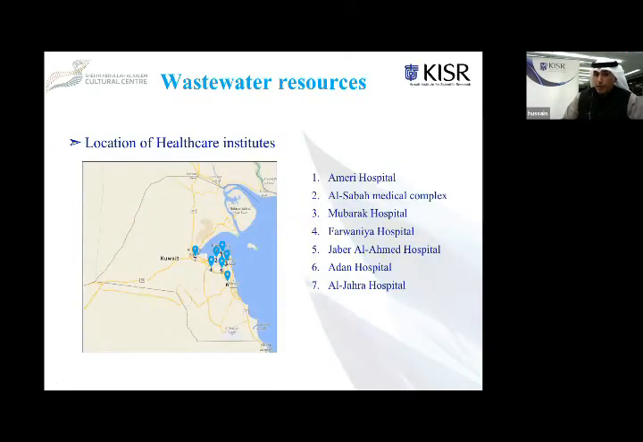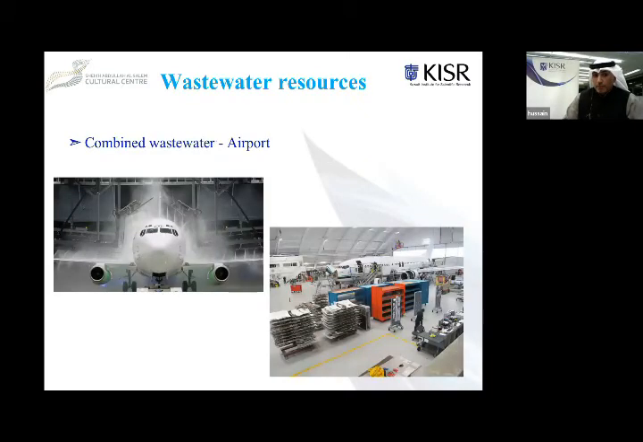In general, regarding the location of the healthcare institutes, I'm counting here all the governmental institutes, including Amiri Hospital, Al Sabah Medical Complex, Mubarak Hospital, Farwaniya Hospital, Jabir Al Ahmed Hospital, Adan Hospital, and Al Jahra Hospital. As you see, they are constructed within the residential areas. That's the reason why they were connected to the municipal sewer network.